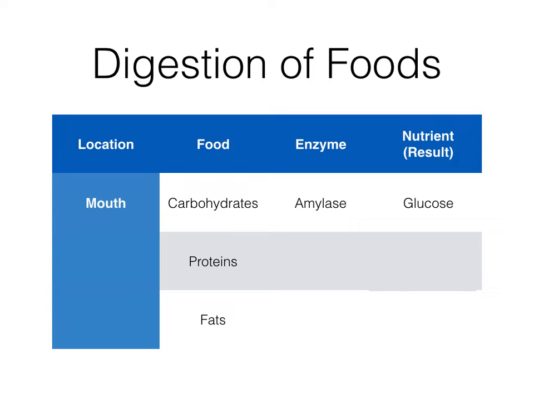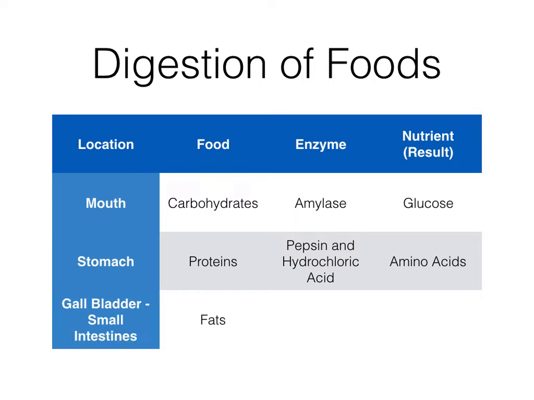Proteins begin chemical digestion in the stomach, where the enzyme pepsin, in conjunction with the chemical hydrochloric acid, breaks down proteins into what we call amino acids. Yesterday, we learned that fats are chemically digested in the gallbladder, when it releases lipase into the small intestine and turns fat into water-soluble fats, or an emulsion of fat and water.